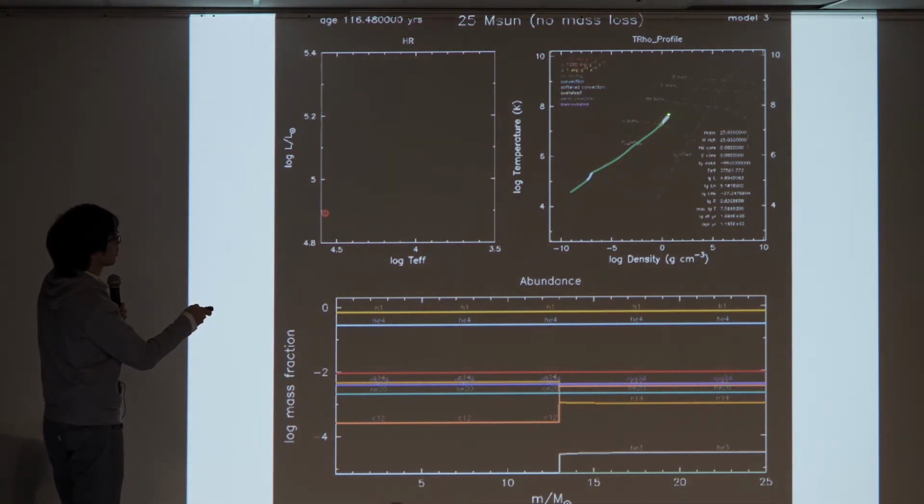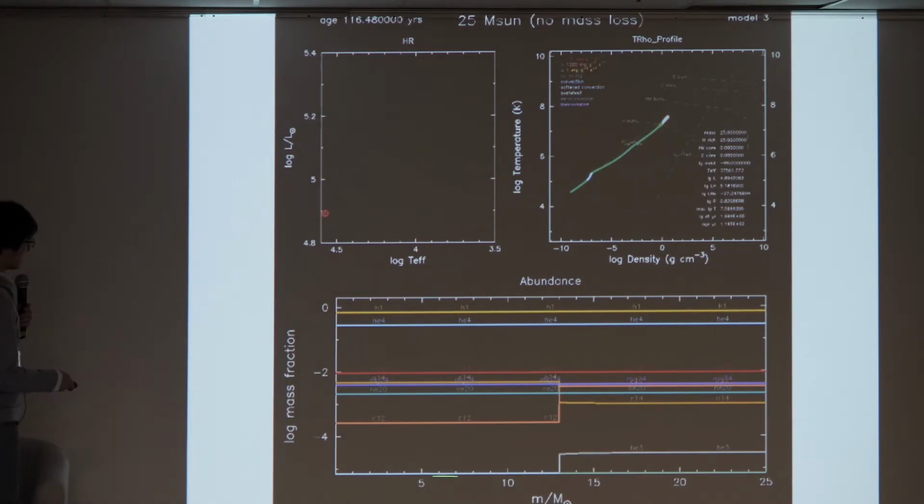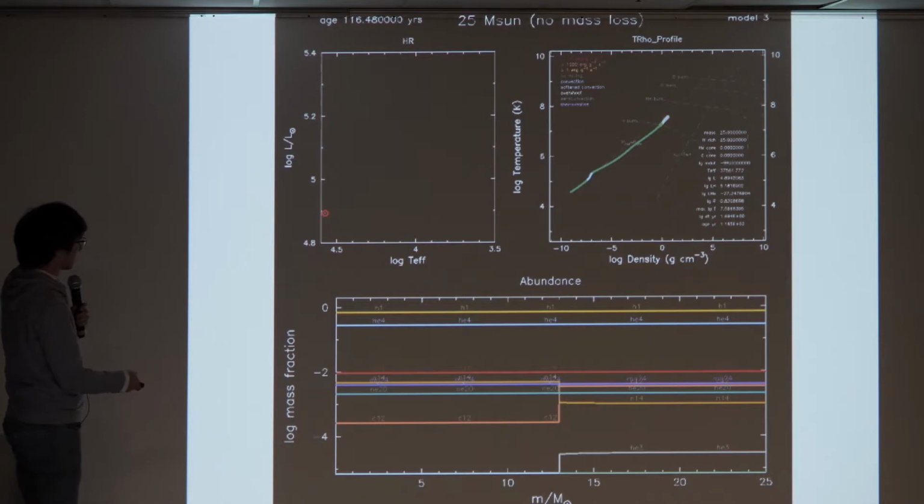So the behavior of this at the center we have discussed, and then the other end is the surface of the star. And of course, it should be connected continuously, and this is the density and temperature inside the star. And I'm showing the 25 solar mass star evolution without mass loss for simplicity.